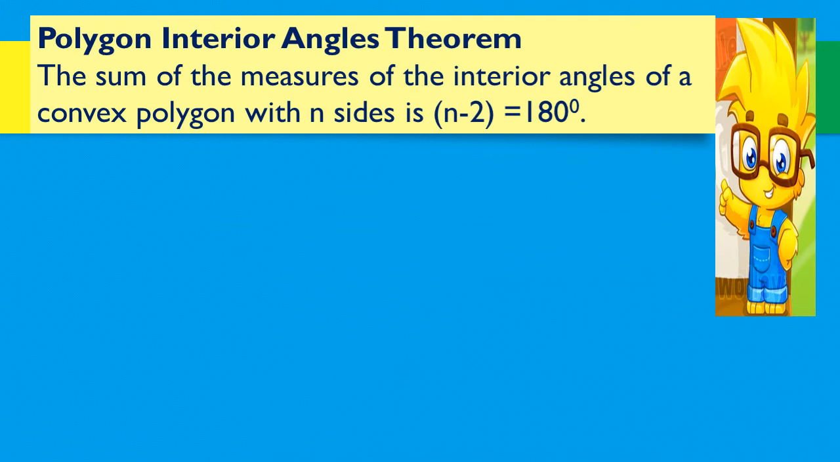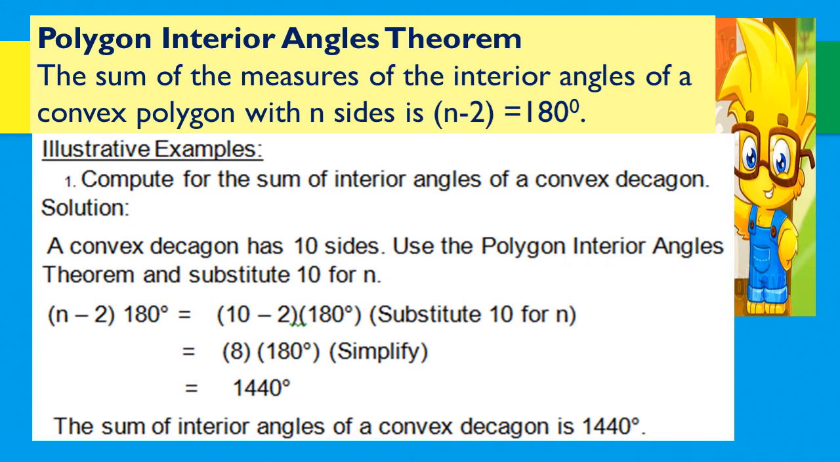Now we have the polygon interior angles theorem. The sum of the measures of the interior angles of a convex polygon with n sides is n minus 2 times 180 degrees. For example, compute for the sum of interior angles of a convex decagon.